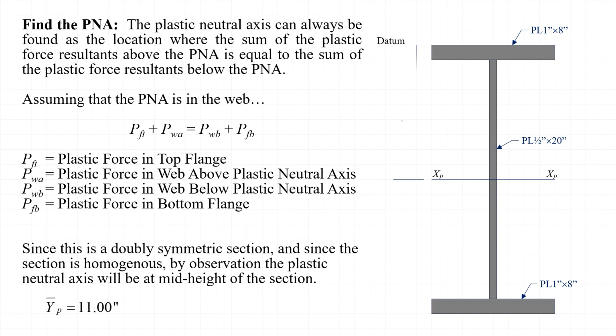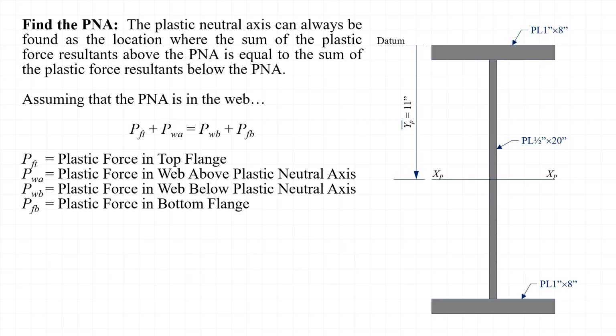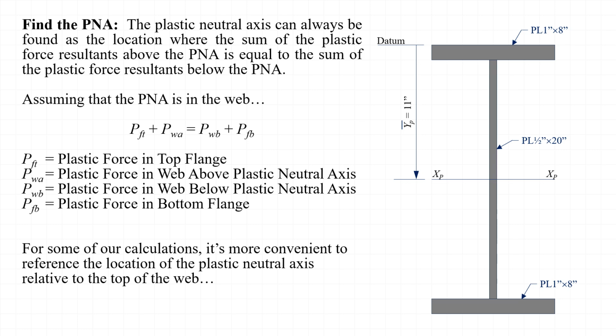We can select the top of the cross-section as a point of reference and then use the notation y bar sub p to denote the location of the plastic neutral axis relative to the top of the steel section. However, it is sometimes more convenient to reference the location of the plastic neutral axis relative to the top of the web rather than relative to the extreme fiber of the cross-section, since this makes our calculation simpler in some cases. Thus, we will use the notation y bar sub pw to denote the location of the plastic neutral axis measured from the top of the web when it is convenient.